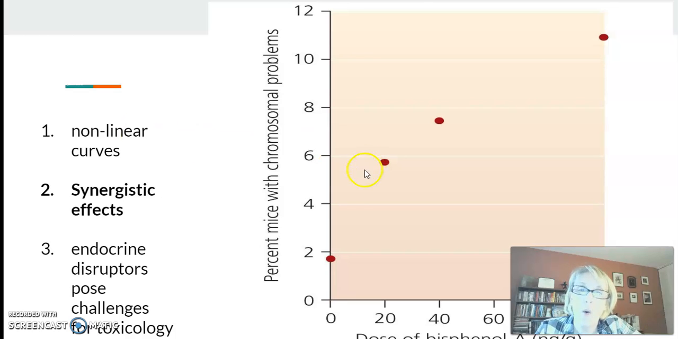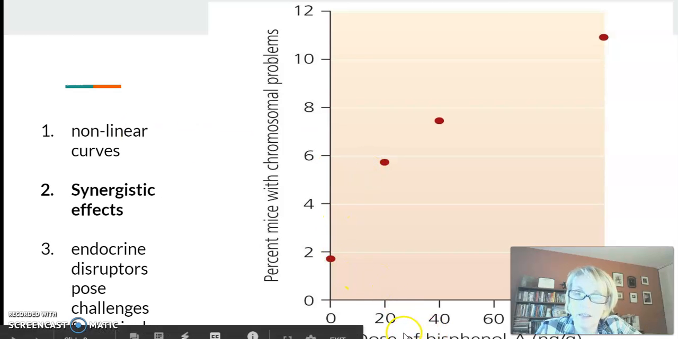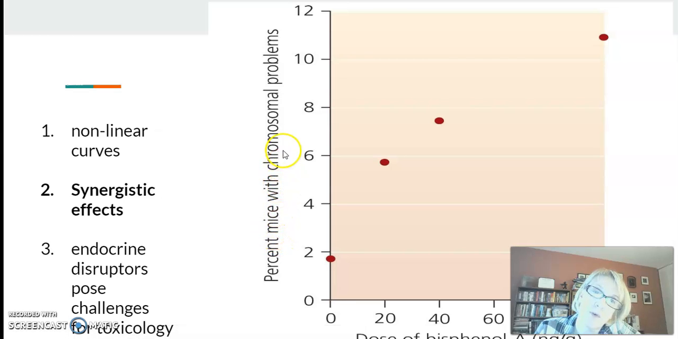Or in this case, I don't think you can see it, but this is the dose of bisphenol A, so this is looking at BPA. And here, instead of looking at lethality, we're just looking at percent of mice with chromosomal problems. So instead of calling this the LD50, we might call it the ED50, for effective dose.